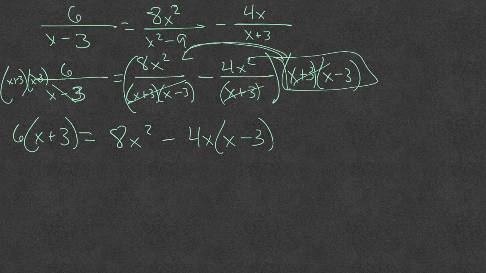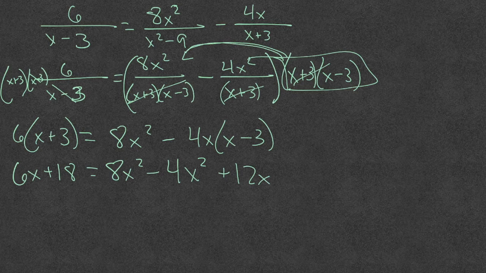It gets a little messy, so if you need to, you can write that x plus 3, x minus 3 multiplied to both pieces as connected to them, so they're small and you can read it. If not, you can do it the way I was doing it. 6x plus 18 equals 8x squared minus 4x squared plus 12x. Negative times negative is a positive. We'll go ahead and solve, set it equal to 0. Minus 18. So we're going to subtract 6x minus 18, so that's set equal to 0.